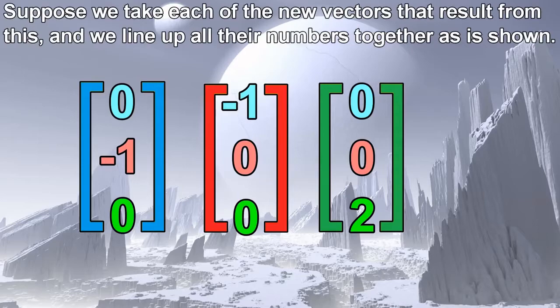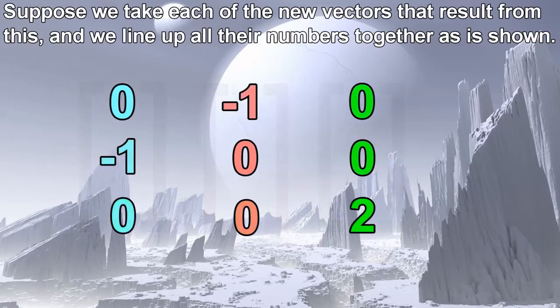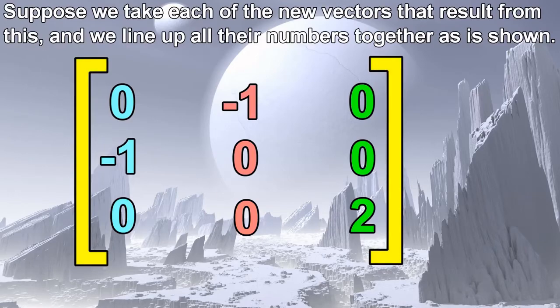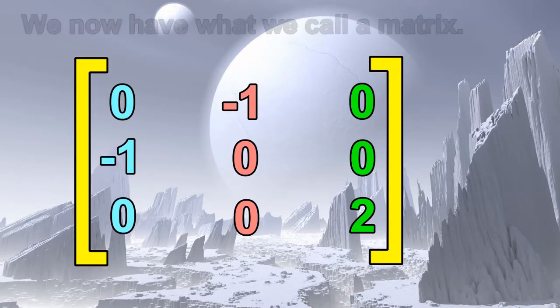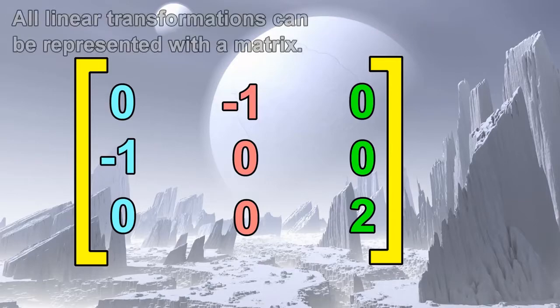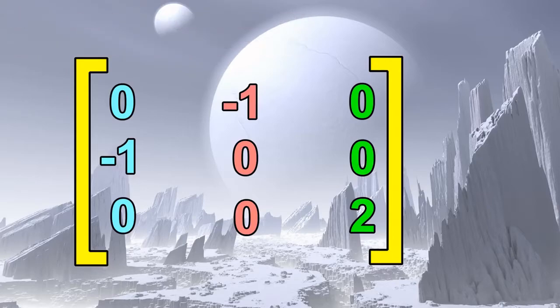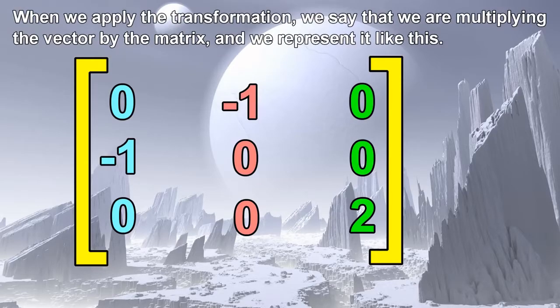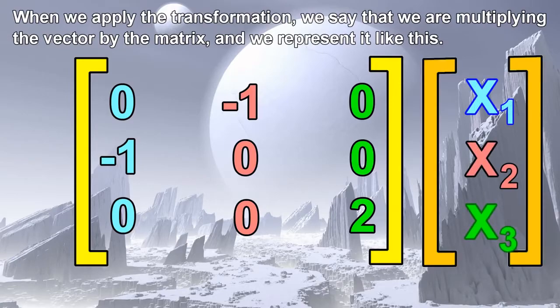Suppose we take each of the new vectors that result from this, and we line up all their numbers together as is shown. We now have what we call a matrix. All linear transformations can be represented with a matrix. When we apply the transformation, we say that we are multiplying the vector by the matrix, and we represent it like this.